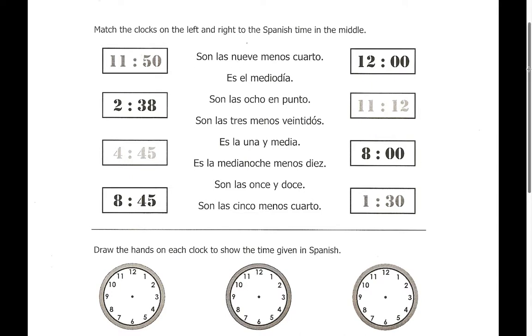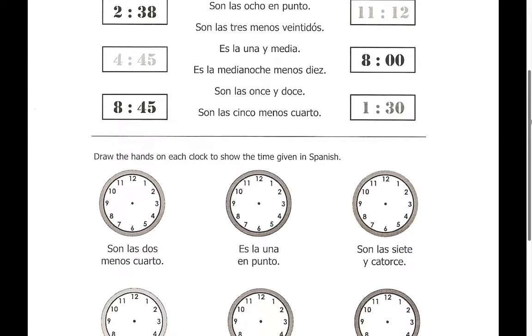So you're simply matching them. They do have some phrases in here like en punto that was in our canción from Rocalingua, like es la una en punto. That just means there's no minutes involved, that it's that hour on the dot. So por ejemplo, son las 8 en punto would match here with this digital clock.